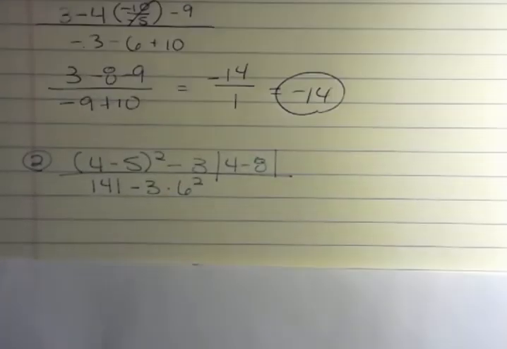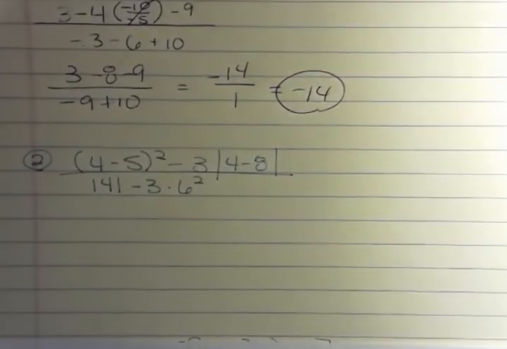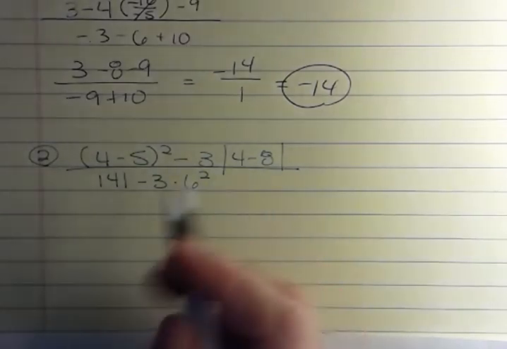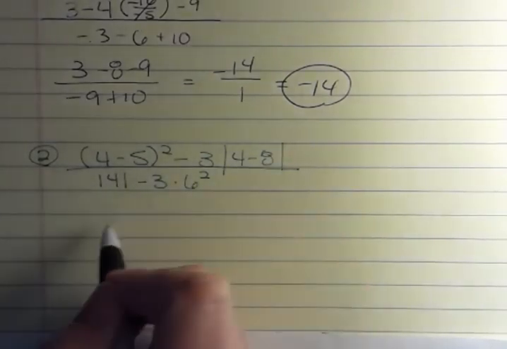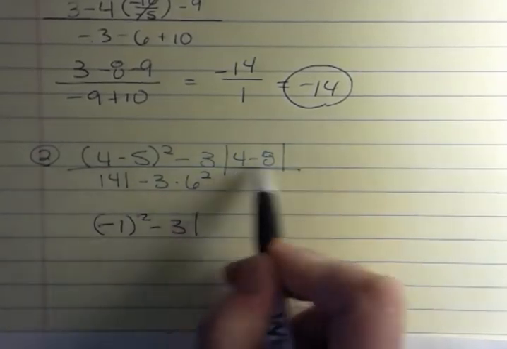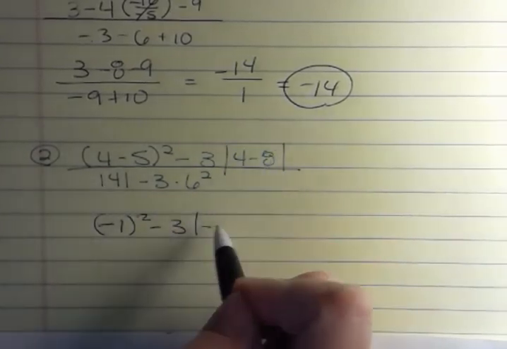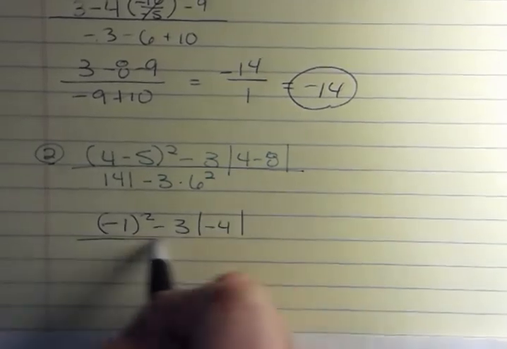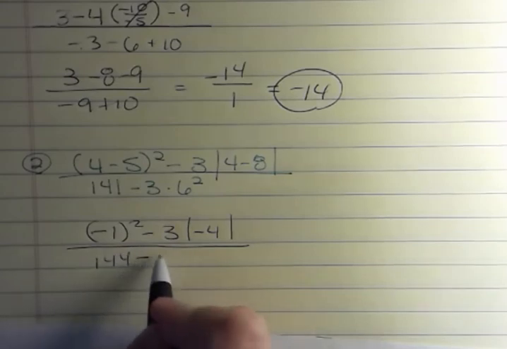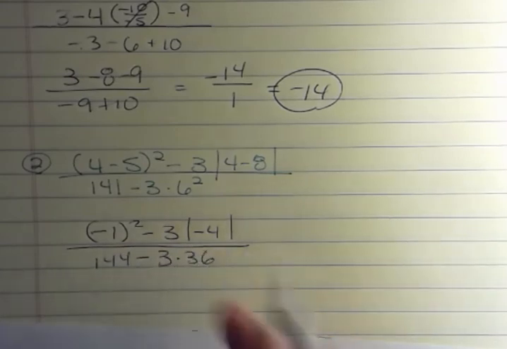Okay, also you might have something that has absolute values in it, absolute value expressions. Order of operations is really hard for some people. So if you're having trouble with it, go into the study plan and do some more of these until you're getting them right. 4 minus 5 is negative 1. That's going to be to the second power. In here I have 4 minus 8, which is negative 4. On the denominator I have 141 minus 3 times 36.